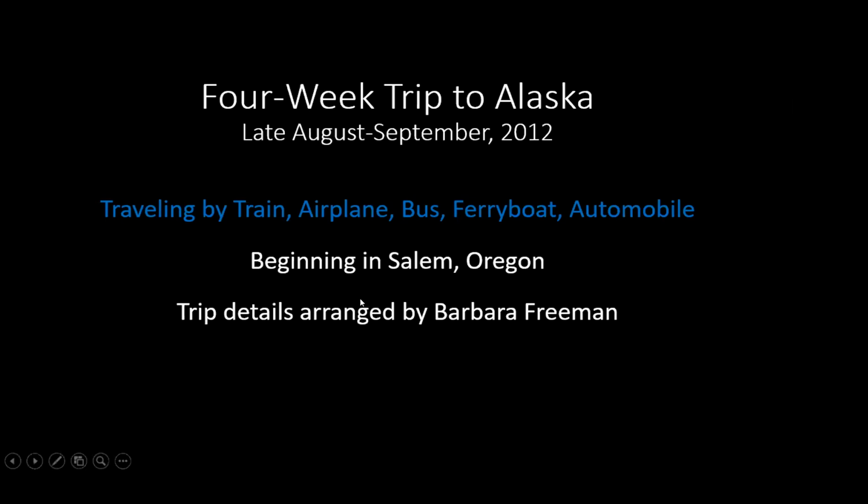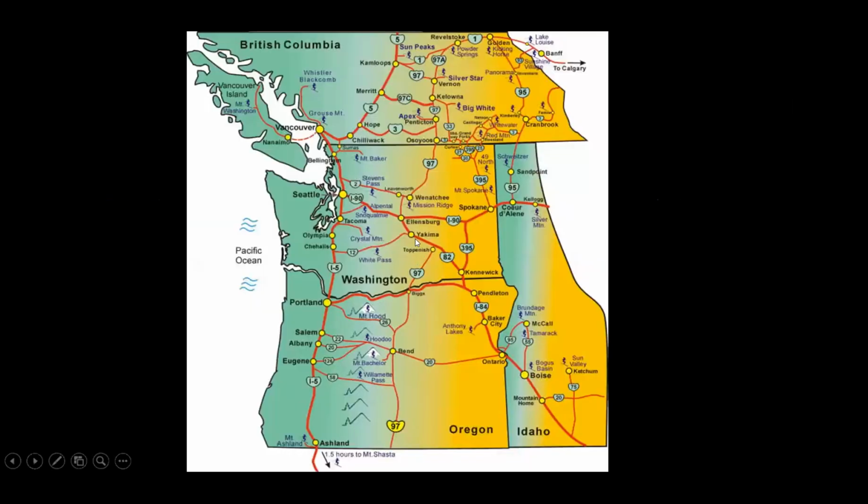for 4 weeks. So since Barbara lives in Oregon, we're going to begin the trip out here in Salem, Oregon, capital of the state. So in the map here, this is Salem. We're going to start by train heading north. We'll cross the Columbia River into Washington, going up into British Columbia, and in Vancouver, we're going to switch from our train to a plane.